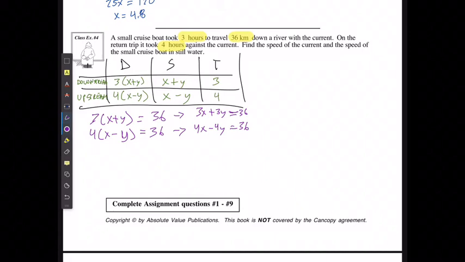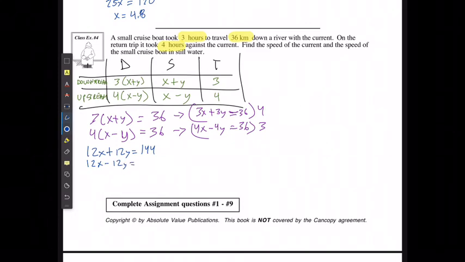I'm going to do this using elimination, and because I'm trying to find the speed of the current and the speed of the cruise boat, it doesn't really matter. I'm going to, in this case, choose to cancel out the y's. Now, it doesn't matter because I have to do the same thing for both. I'm going to have to multiply everything here by 4. I'm going to have to multiply everything here by 3. And I'm going to say that this is going to be 12x plus 12y is equal to 4 times 36, or 144. And 12x minus 12y is going to equal 3 times 36, or 108. And in order to cancel out the y, because they have opposite signs, I'm going to add these two together.